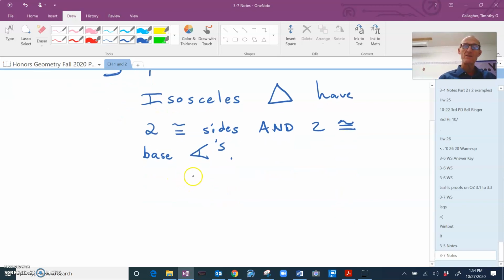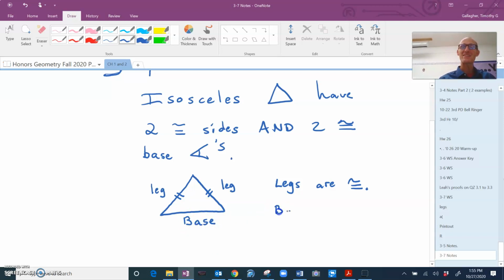So that means that in an isosceles triangle, these two sides are congruent. They are called the legs. So this is a leg, and this is a leg. Legs are congruent. Now this is the base here.